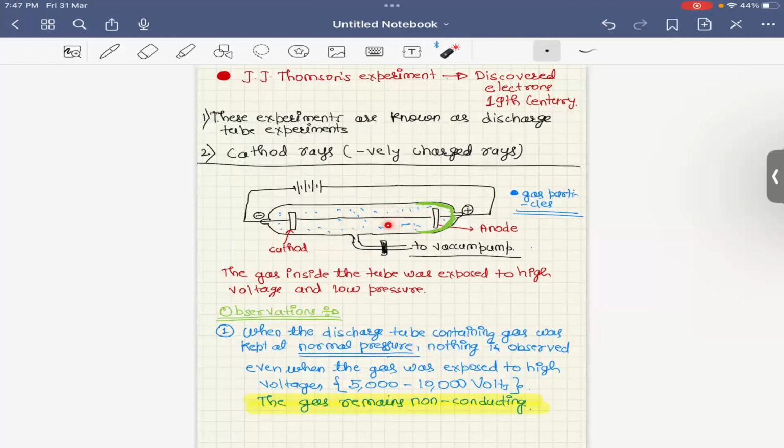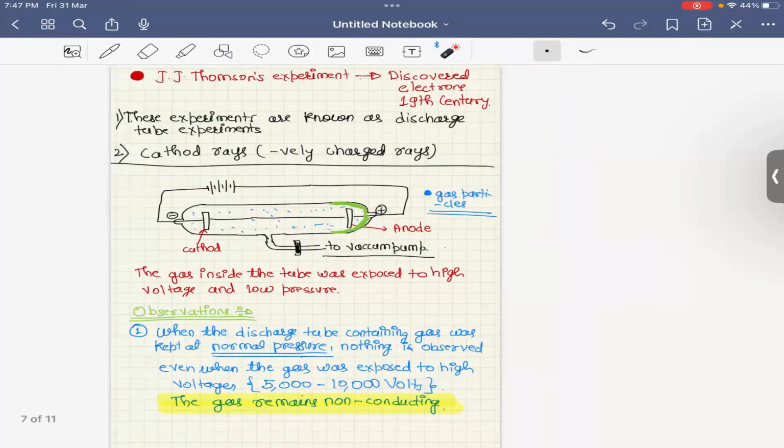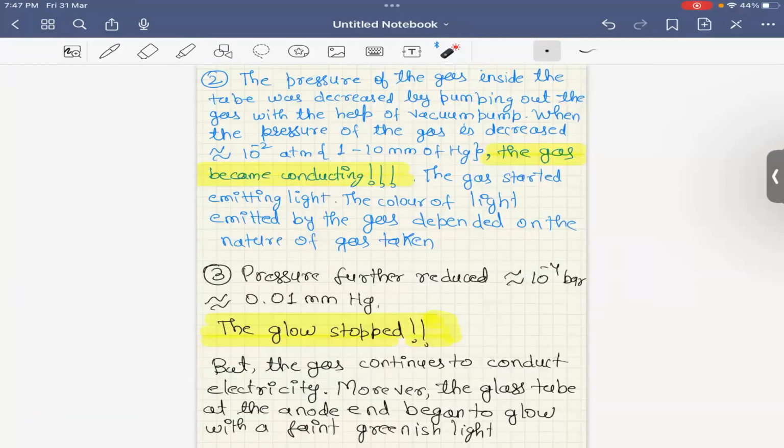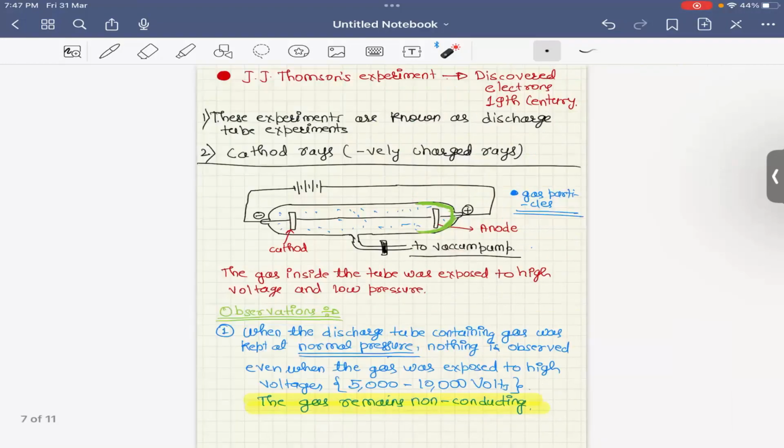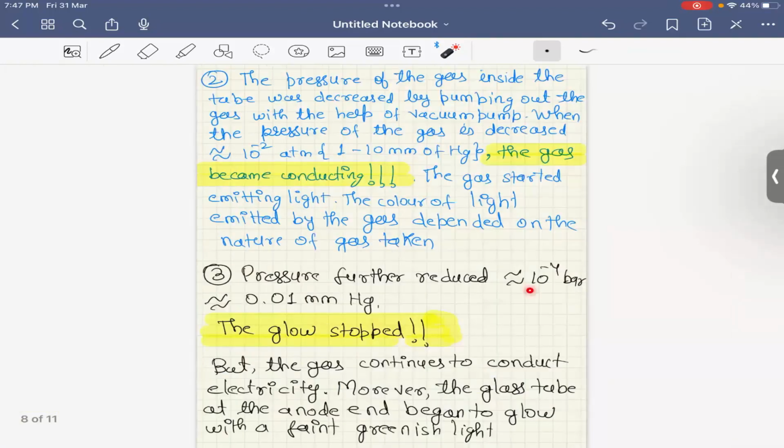How did they notice it? This was because the gas started emitting light, and the light emitted depends on the nature of gas taken. Right? When the pressure was further reduced, note that the voltage difference is very high, the voltage is the same. What happened? The pressure was further reduced to around 10 to the power minus 4 bar. The glow stopped.